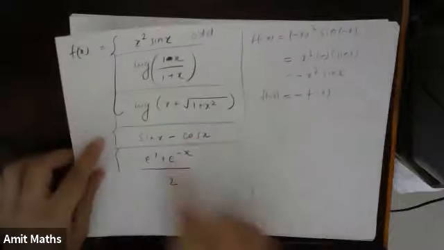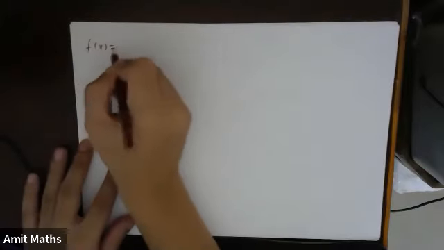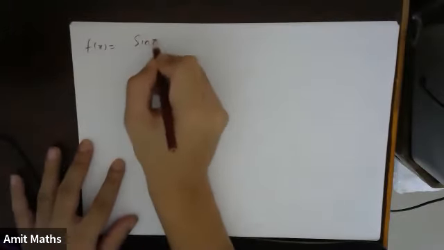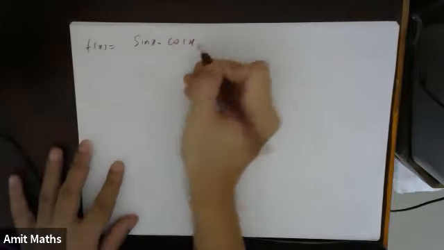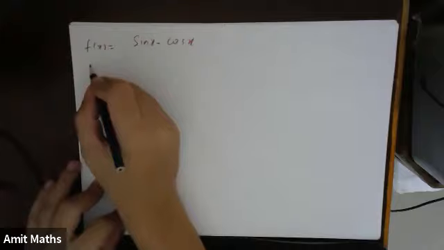Okay. So the next question was sin x minus cos x. So let's see, f of x is equal to sine of x minus cos x. Okay, let's try to solve this one. So I'll take this as f of x.